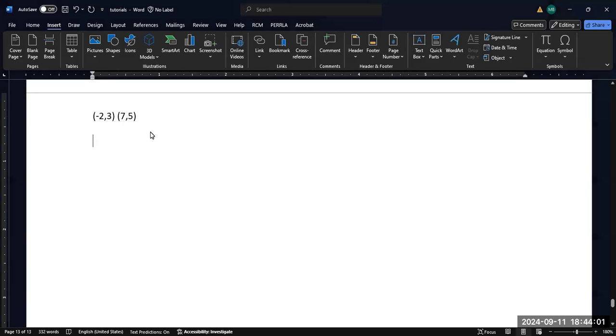All right, so in this video, we're going to be looking at calculating the distance between 2 points and the midpoint of a line segment. So I've selected 2 points, (-2, 3) and (7, 5), and we're going to find the distance between them first, and then we're going to find the midpoint.